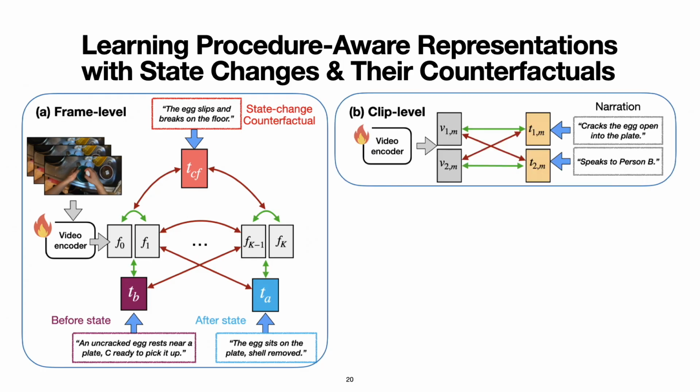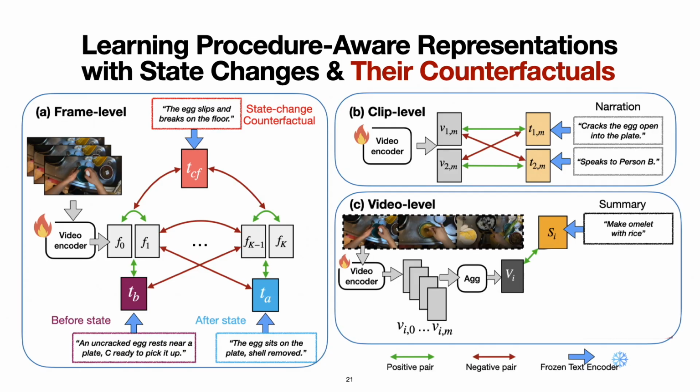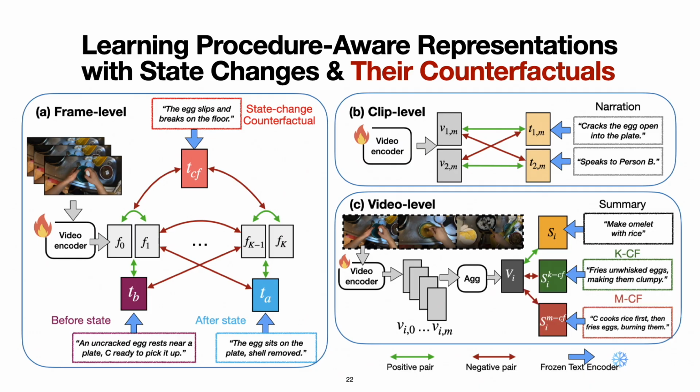At clip level, we perform conventional clip-to-narration alignment using contrastive learning. Lastly, we extend the counterfactual reasoning at video level by contrasting the whole video features with the video summaries annotated by Ego4D as positive pairs, and with the missing key step and misordered counterfactuals as negative pairs.